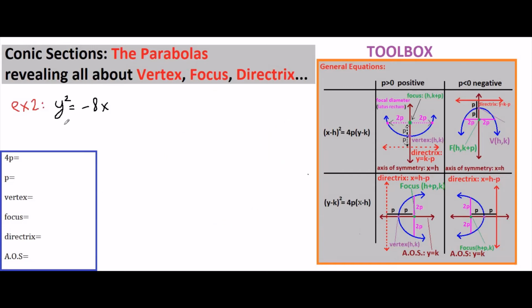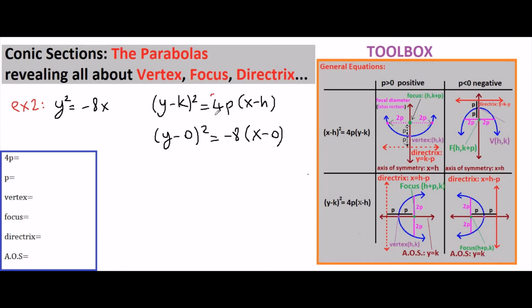Our example 2 is y squared equals negative 8x. This is again in the form of (y minus k) squared equals 4p times (x minus h). If we put our equation in this standard form, it's going to be (y minus 0) squared equals negative 8 times (x minus 0). So we can tell our 4p equals negative 8. Our p value is negative 8 divided by 4, which is negative 2.